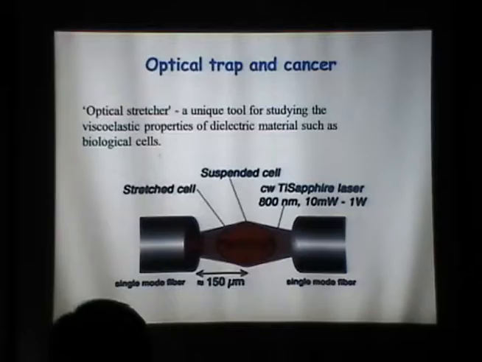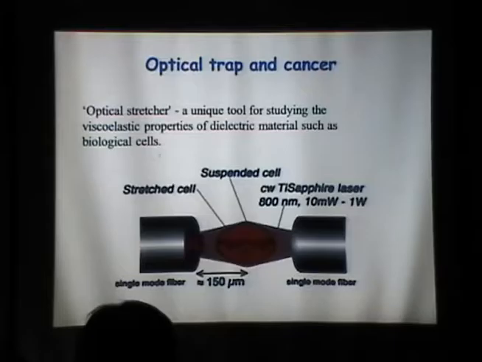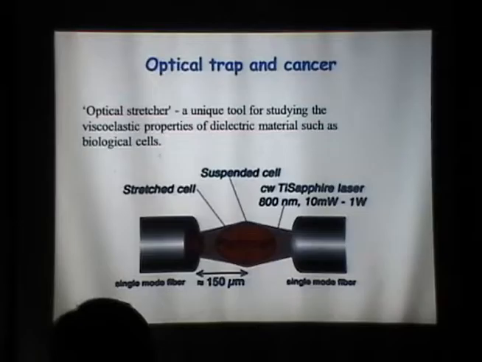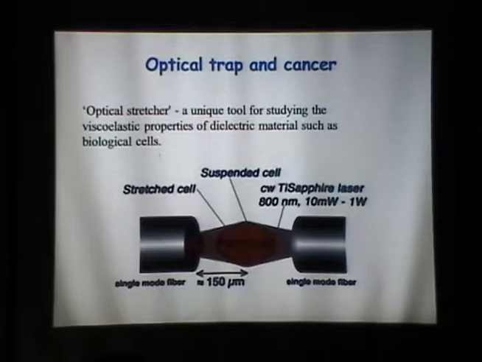Now, optical traps have been very successfully used in cancer diagnostics, and in fact two groups, one in Germany, one in the UK, have done a lot of experiments with this technique. This is a little bit different to the optical tweezers that I was describing before, because here we have single mode optical fibers, two fibers aligned with each other so that the trap is built in the middle. So it's only a two-dimensional trap. It doesn't trap in three dimensions. However, if a blood cell or particle comes into this region, it will be trapped.